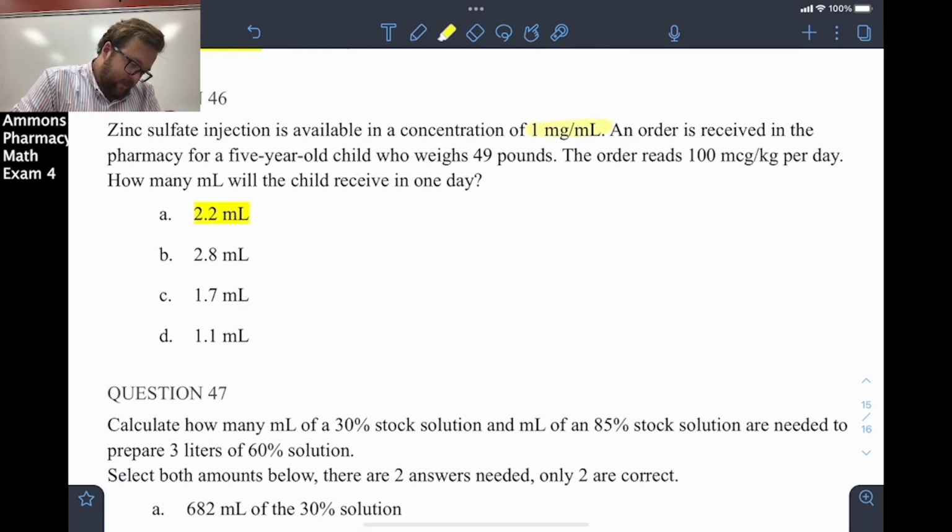Okay, 1 milligram per mil, 49 pounds, 100 micrograms per kilogram per day. How many mils will they receive in a day?